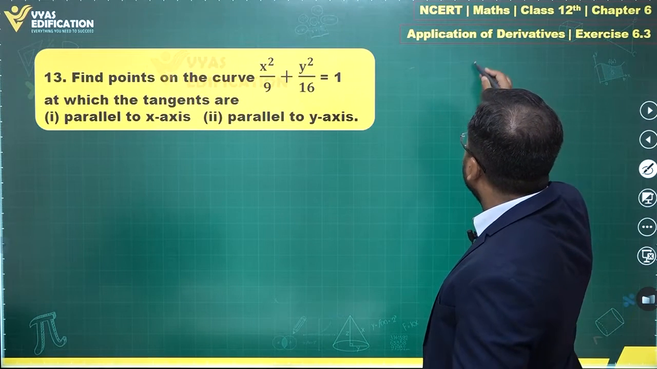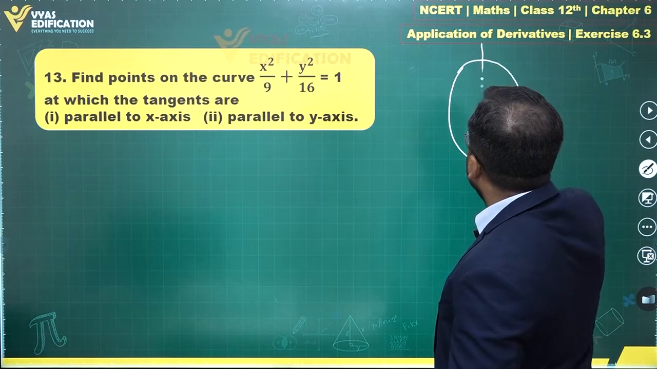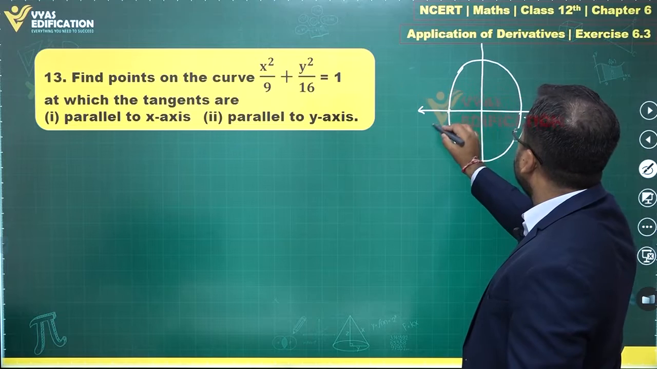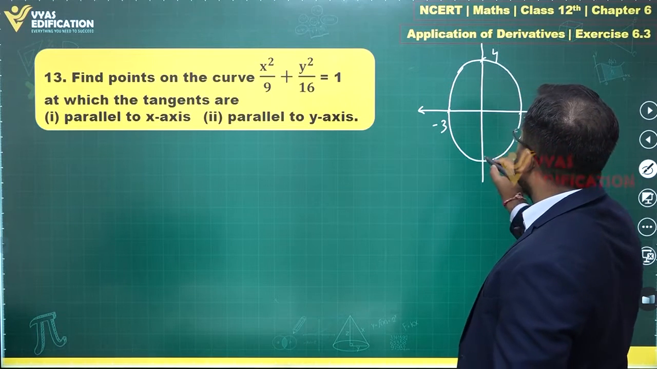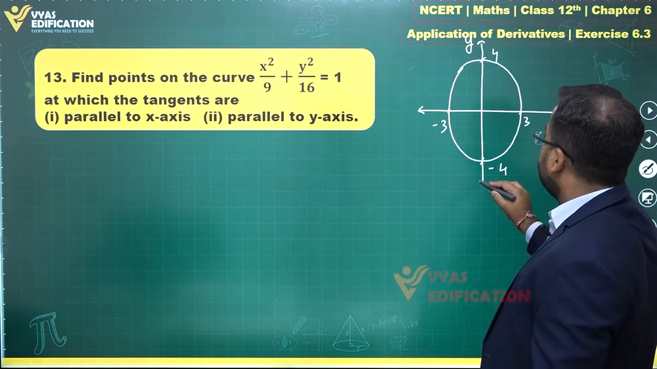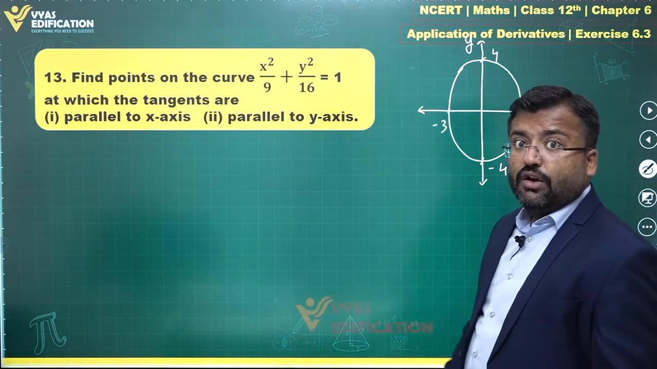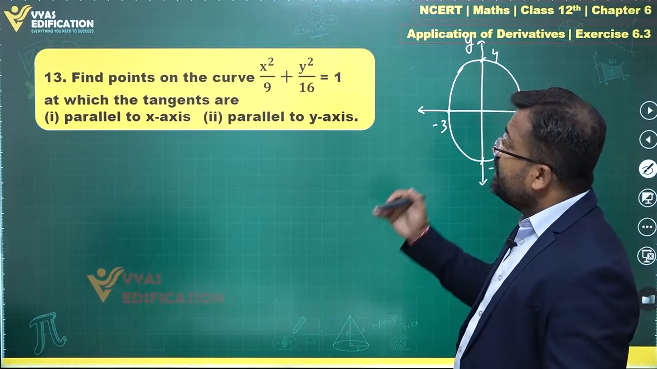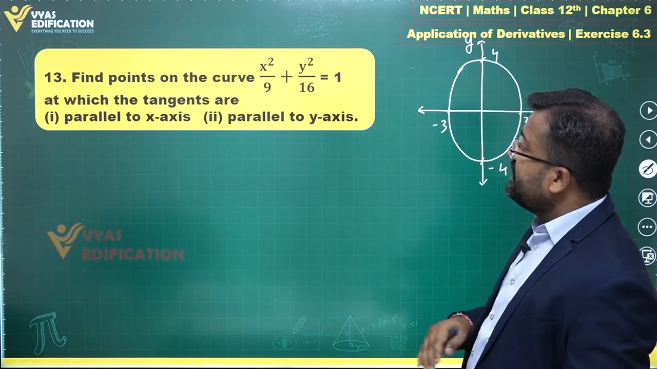What you'll get is this kind of a vertical ellipse. This is what I'll be getting, and please note this point is 3, this point is minus 3, this point is 4, this is minus 4. Okay, this is x-axis, this is y-axis. Once you are through with this, we are trying to solve the question orally over here. So find points on the curve at which tangents are parallel to the x-axis.